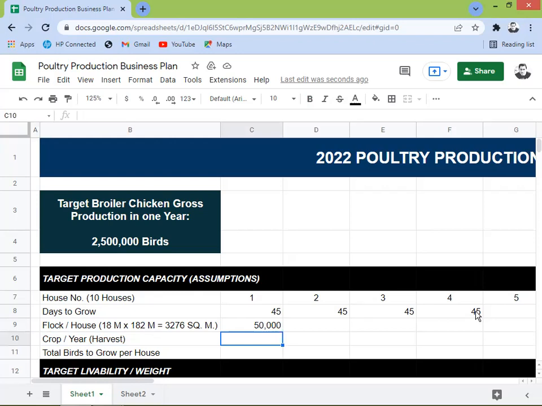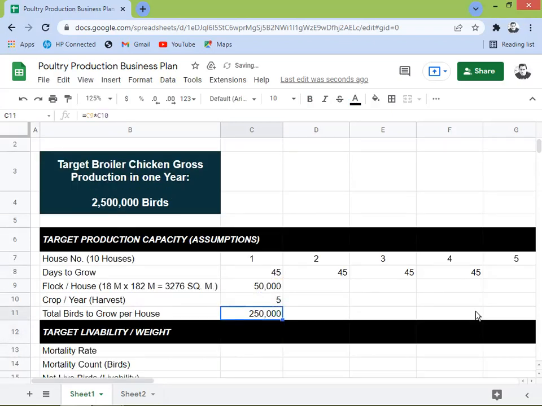So the crop per year: how many crops or harvests are you going to do in 1 year? Usually in the West, they do 5 to 8, sometimes 5 to 9 crops per year. So my assumption would just be 5. I'm going to harvest 5 times in 1 year. The total would be around 250,000 birds in 1 year for one house, just say house number one.